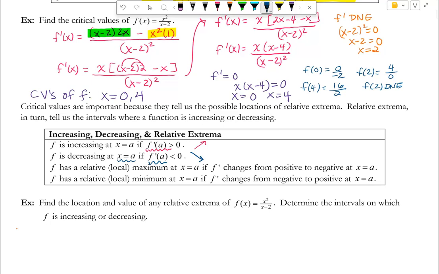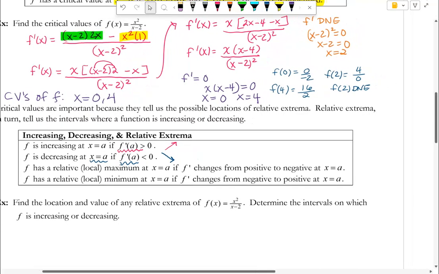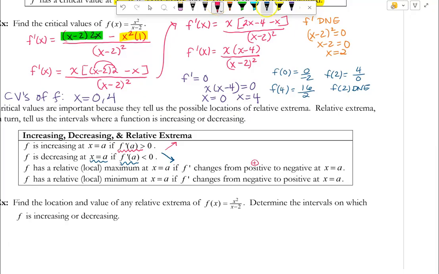f has a relative or local maximum at a particular value x equals a if f prime changes from positive to negative at x equals a. So if I think about that, when f prime is positive, I know f is increasing. When f prime is negative, I know f is decreasing. And if I imagine changing from increasing to decreasing, that's going to look like a relative maximum.